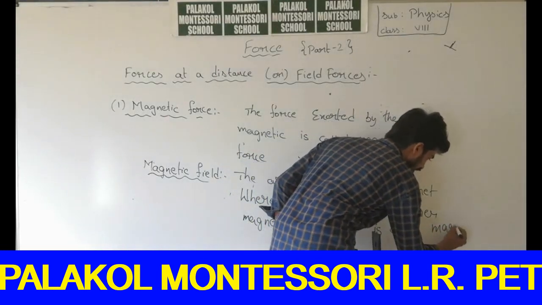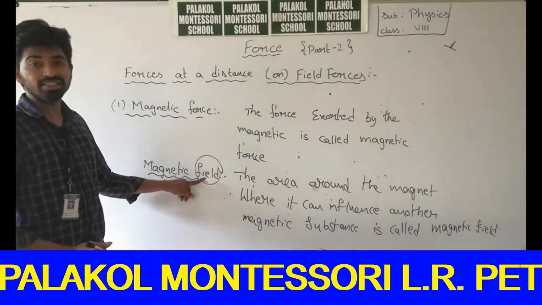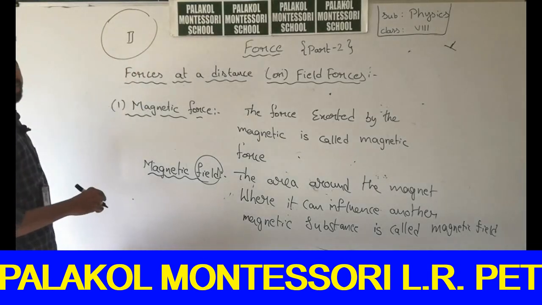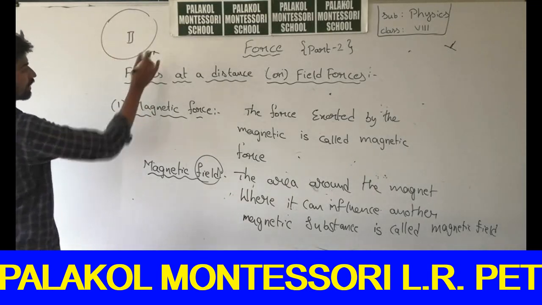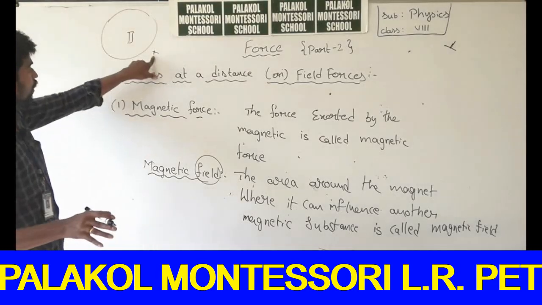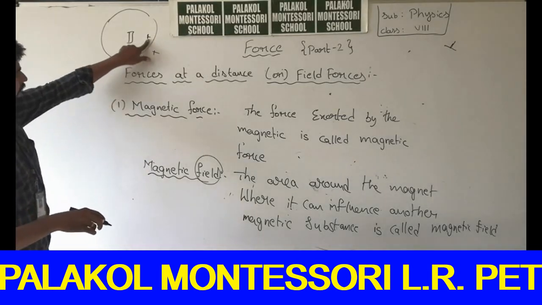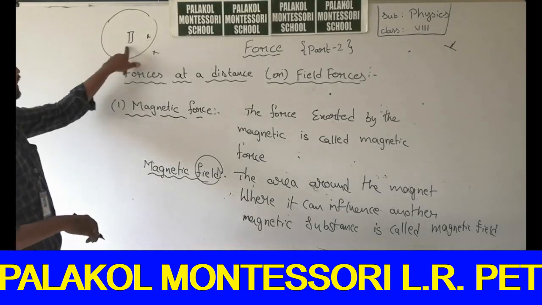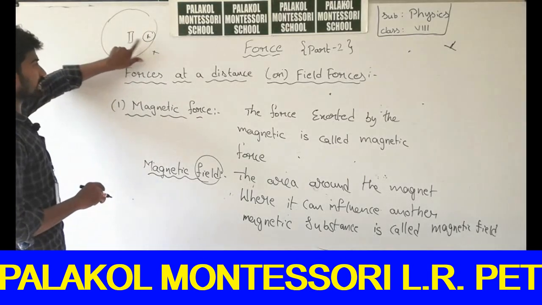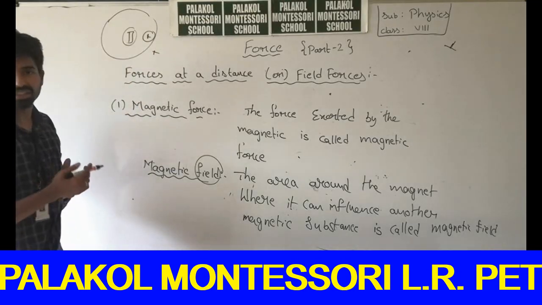That is called the magnetic field. So, what is meant by magnetic field? Field means area. The area around the magnet where it can influence the other magnetic substance. Let us say this is the area around the magnet. If you keep the nail here, it will not be attracted to the magnet. Why? Because it is out of the field. This magnet does not have any influence on this magnetic substance. If you keep the nail here, nail means a small sharp object, it will be attracted to the magnet. Why? Because it is in the field. Now this magnet can influence this magnetic substance, the nail. So, the area around the magnet where it can influence another magnetic substance is called the magnetic field.